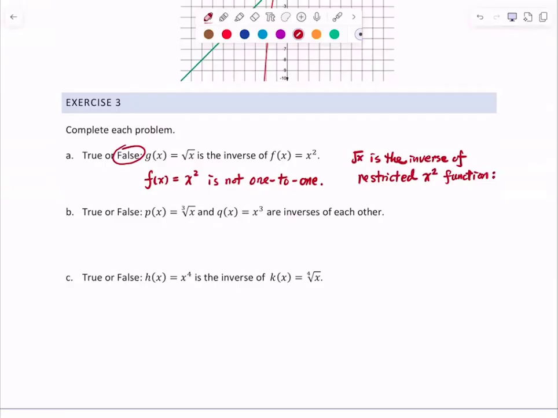Okay, so I make f of x to be x squared, and the domain I cut down to just half. So 1 squared is 1, 2 squared is 4, 3 squared is 9. So when you go in reverse, the square root of 9 is what? 3. The square root of 4 is what? 2. So that's how you get the inverse.